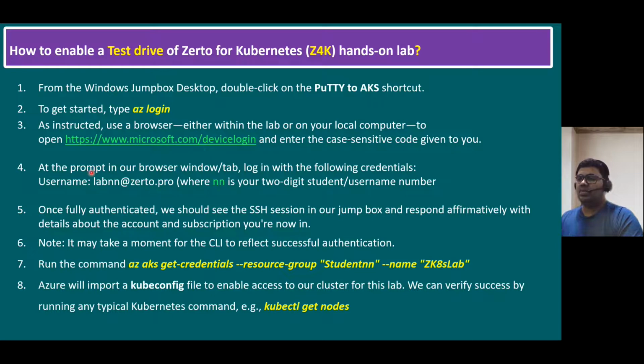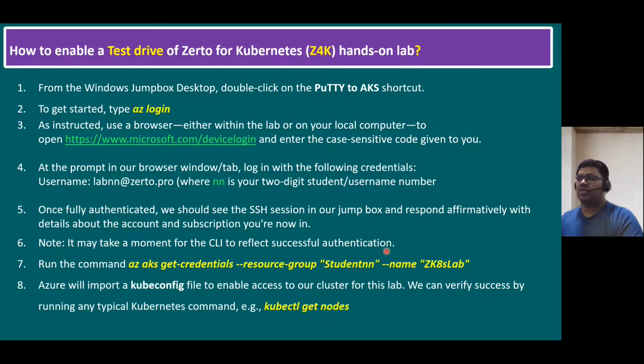At the prompt in our browser, for the login credentials we have to use our lab ID. The lab ID is whatever number they provided, followed by @zerto.pro. We need to enter this ID to get authenticated. Once it is fully authenticated, we should see the SSH PuTTY session in our jump box respond affirmatively with details about the account and subscription you are now in. Note that it may take a moment for the CLI to reflect the successful authentication.